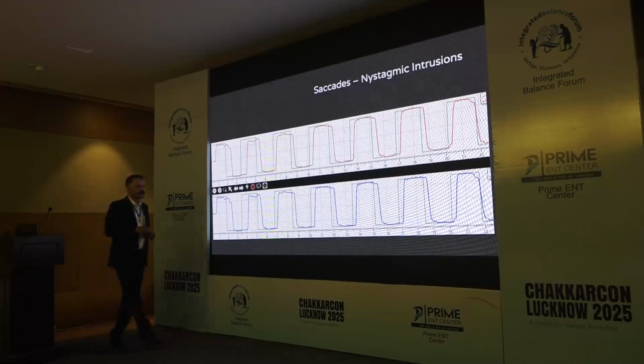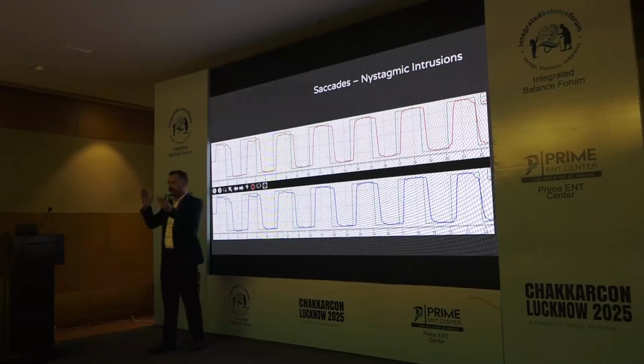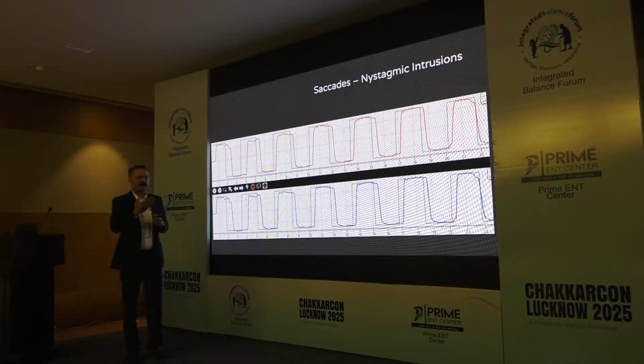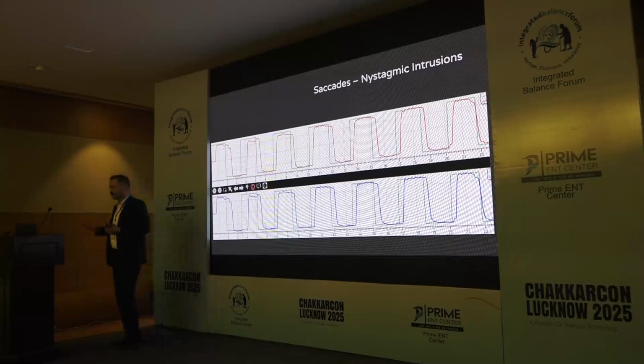Now coming to saccades. Saccades is when from the center position we look to either the right side or the left side and we hold the gaze. For example, I am standing like this and I am looking at Abhik sir. So from this particular position, my eyes made a saccade and now I am looking at Abhik sir. So this is normally how we do a saccade.